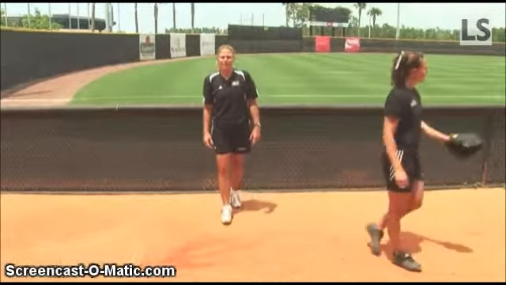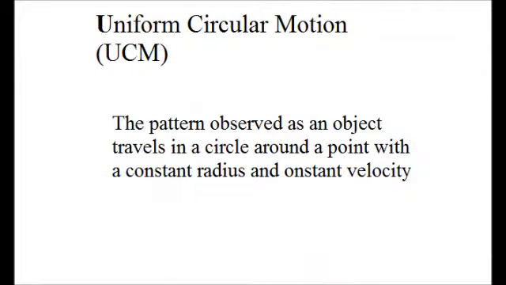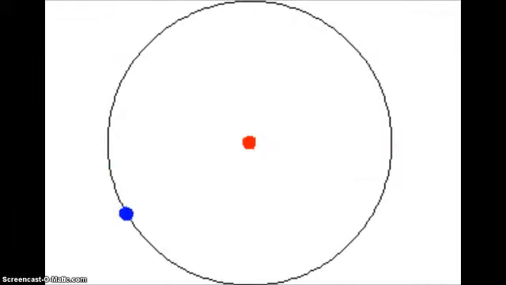The answer lies in the concepts of uniform circular motion. Uniform circular motion, also known as UCM, is the pattern observed by an object that travels the same circular path with a constant radius and a constant velocity. Let's say you have a ball attached to a string. You swing the ball in a circle until the string is taut. The ball at the moment would be in UCM, or uniform circular motion, if the ball never accelerated or decelerated.